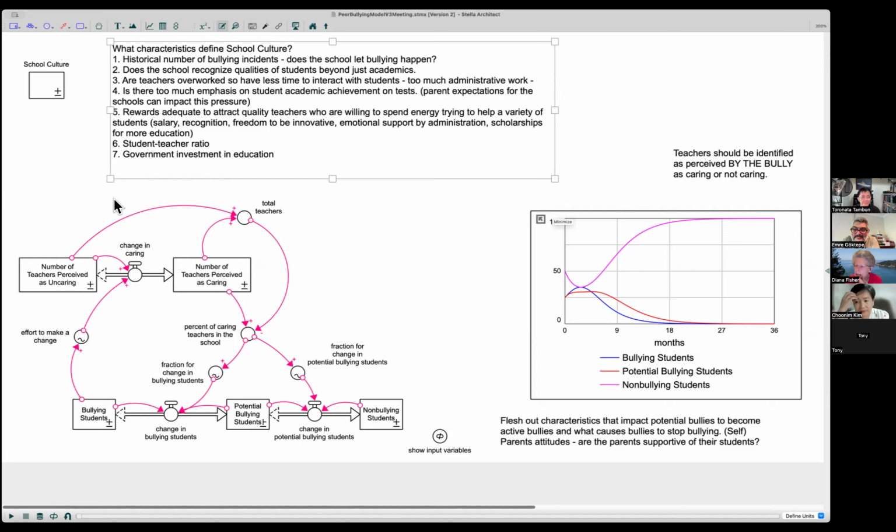Is this the model that you prefer to work with, the aging chain for students, instead of just the bullying incidents one, the first one? I like this number 2. This one? Yeah. Okay. Is that okay for you?